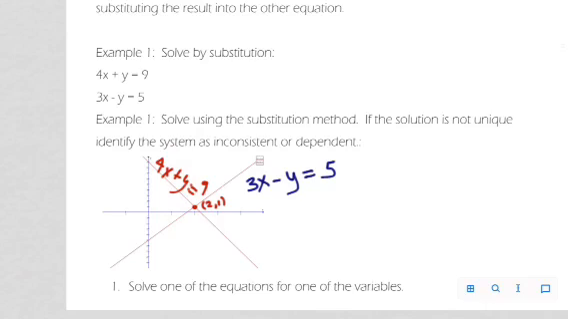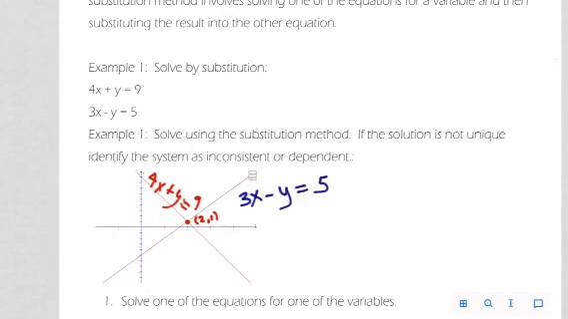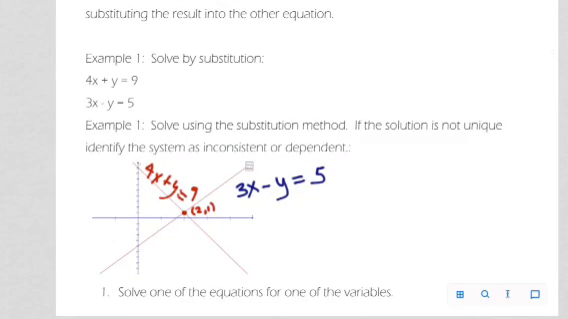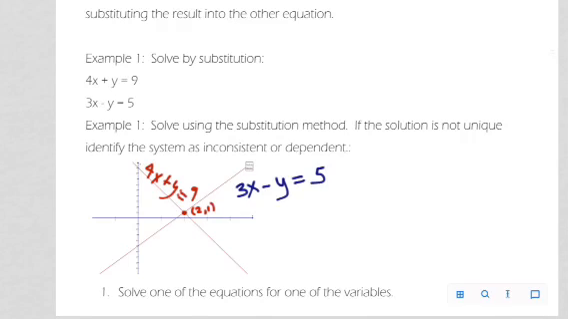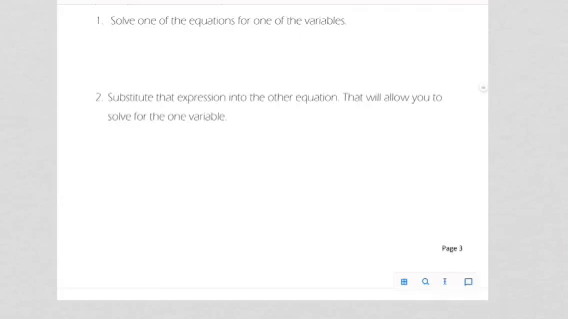You begin by solving one of the equations for one of the variables. I think that I might have more space for this on the next slide, so I'm going to scoot on over. We want to solve one of the equations for one of the variables. I don't remember the equations, so I need to go back and get them. 4x plus y is equal to 9. And the other is 3x minus y is equal to 5.